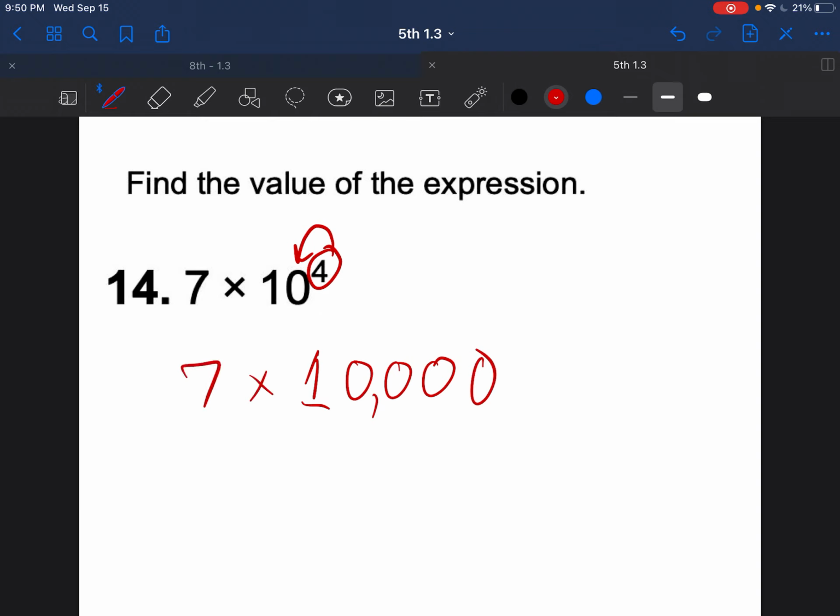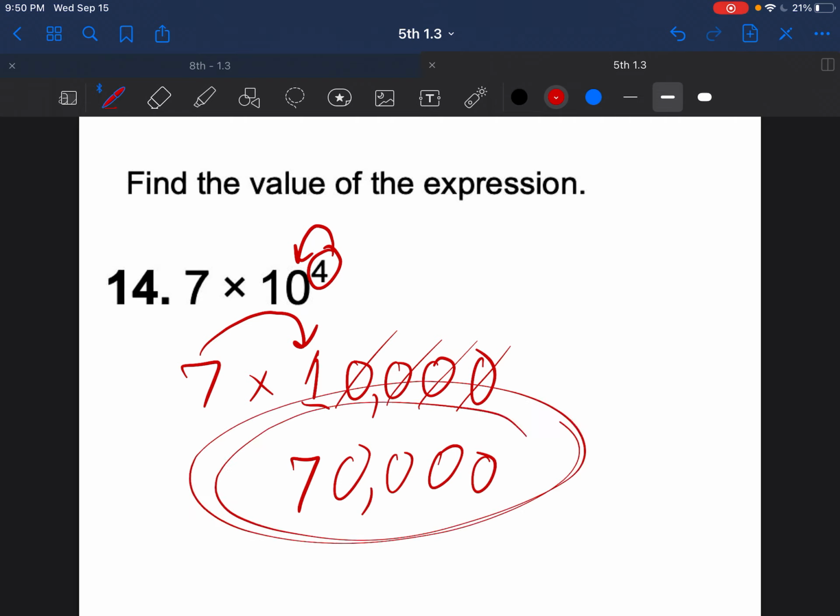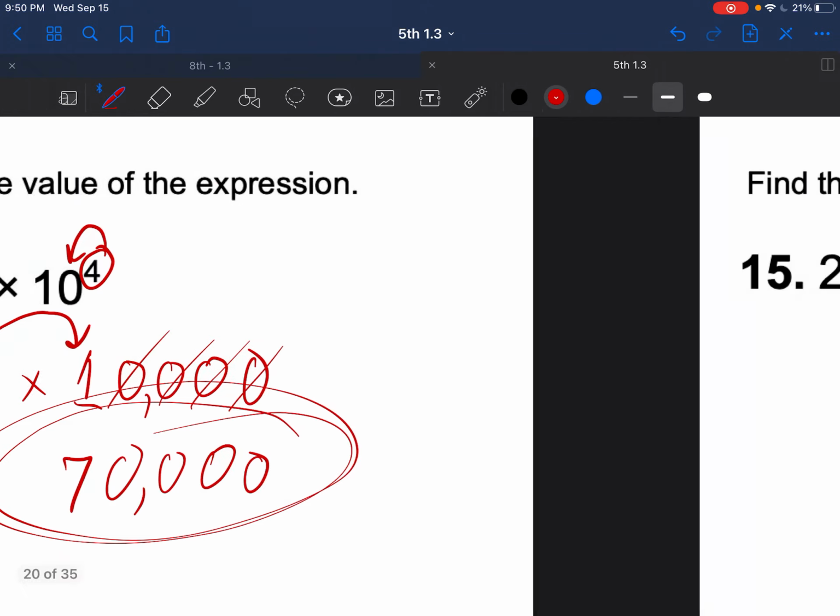Well, how do we multiply again? 7 times 1 is 7. Let's add our zeros. 1, 2, 3, 4. 7 times 10,000 is 70,000. Good job. Let's try another one.